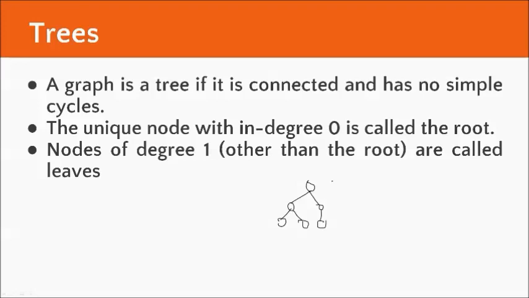Nodes of degree 1 other than the root are called the leaves. So actually, this is the root. These are the children of the root, or the descendants of this one, lower degree. Okay? These are the leaves, the last nodes. Sometimes this is called the terminal node.